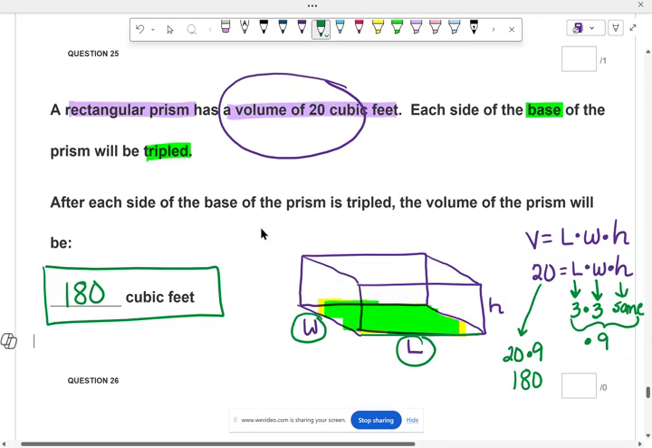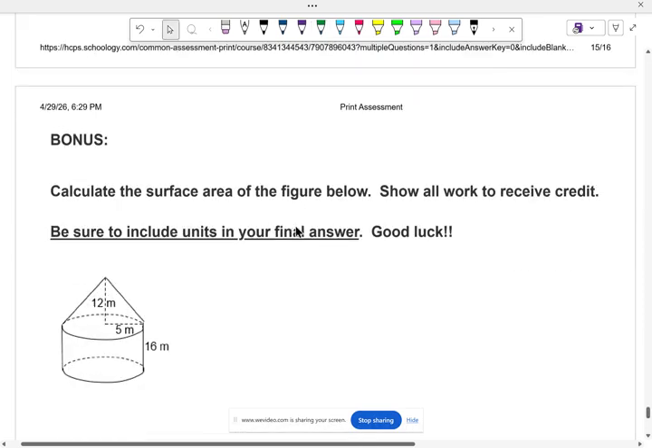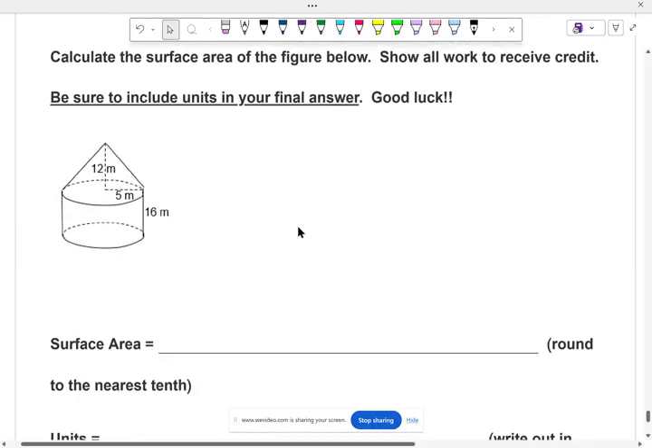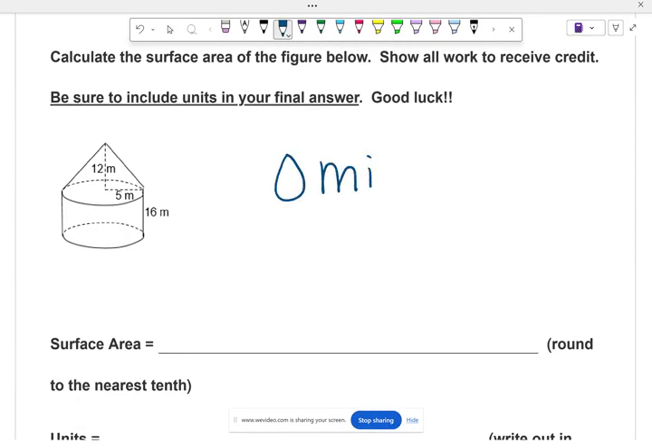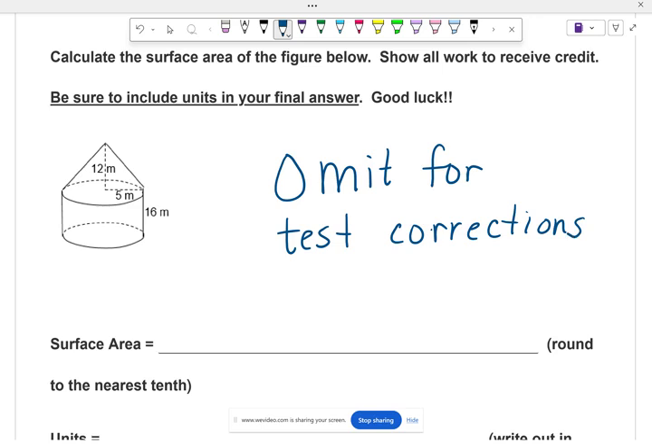And the last question is the bonus. You do not have to correct the bonus to get test corrections. So we're going to omit this one for test corrections or grade recovery. That means we can be done.